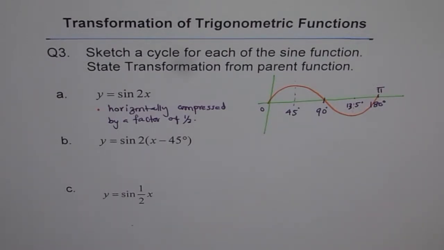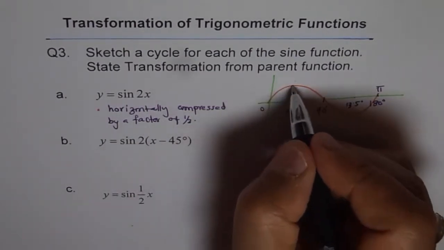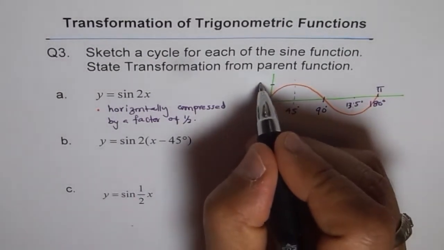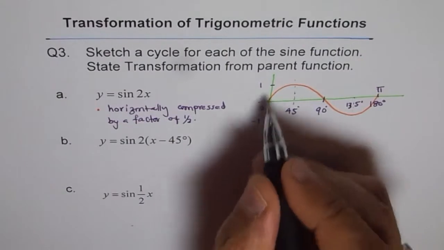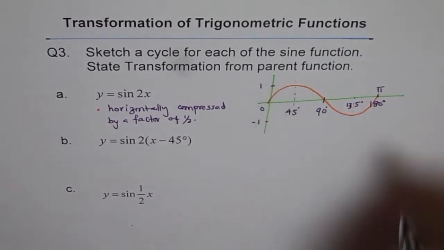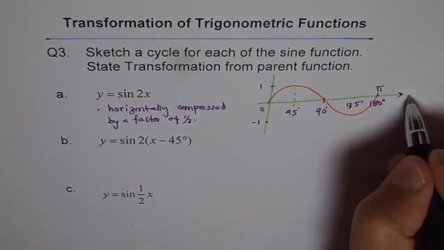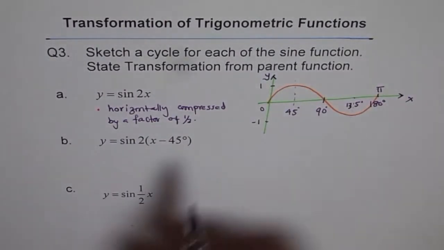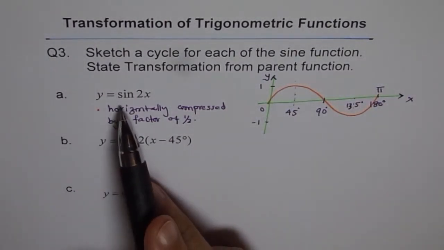Now, we are done with a. That's so simple, correct? One thing I forgot to mention, and that is very critical, I would have lost 0.5 for this: the amplitude is 1, so we have plus 1, minus 1. Let me complete it by labeling x here and y here. So that is the graph for a, sine 2x.